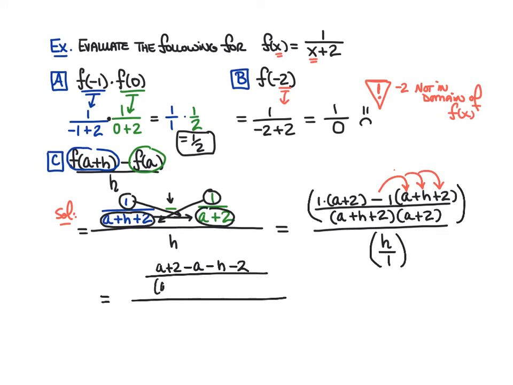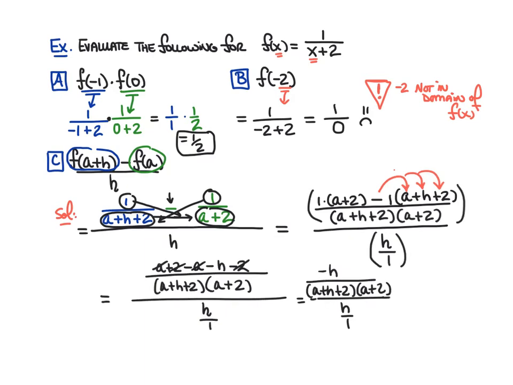And in the denominator, I'm going to leave that unsimplified. So we have that as our fraction, and that's all over h over 1. Notice the a's cancel, and the 2's will cancel. So in the numerator, you'll have minus h all over a plus h plus 2 times a plus 2, and that's divided by h over 1.